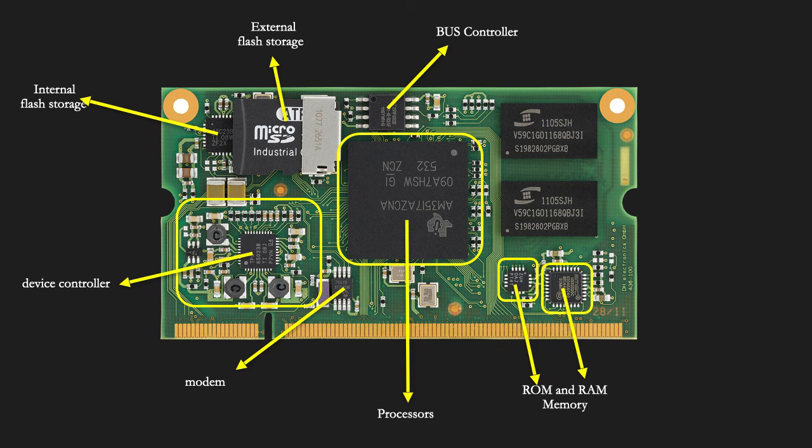You can see here in the embedded system other components like the processor, the modem, the device controller, the flash drive, and the support for the external flash drive, and the bus controller for the communication of data.